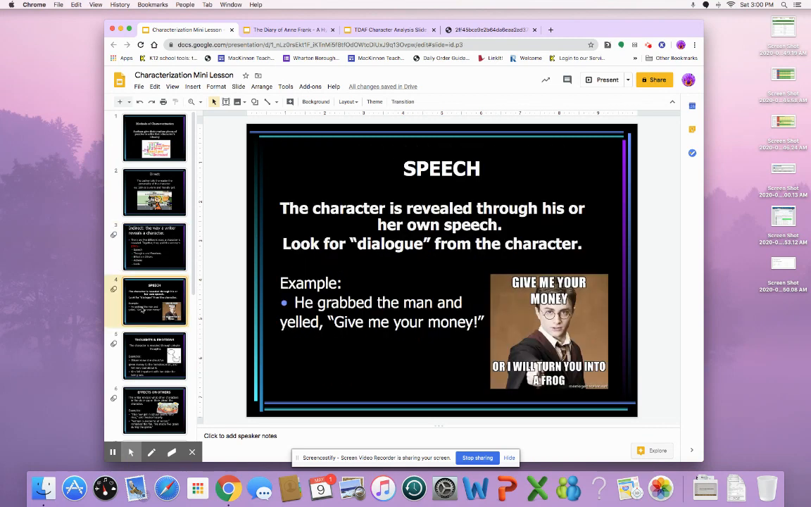So in speech, the character reveals themselves through what they say. For example, he grabbed the man and yelled, "Give me your money." So you would have to assume or infer that this person is a robber because of what they said.